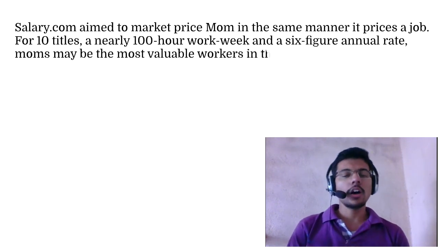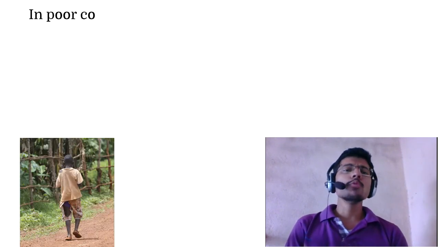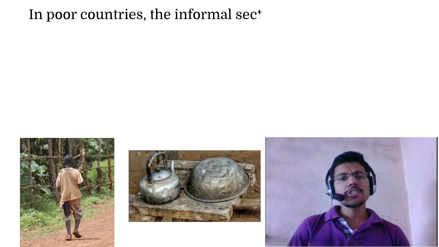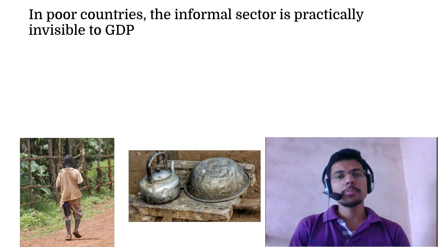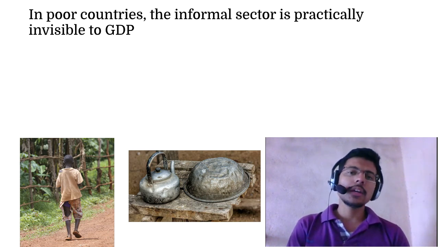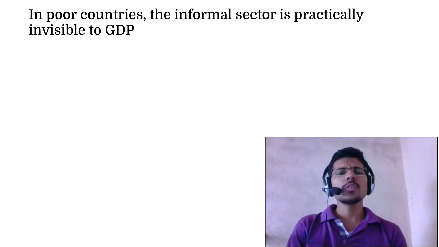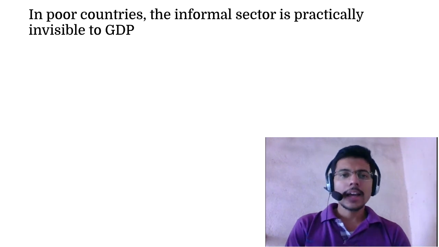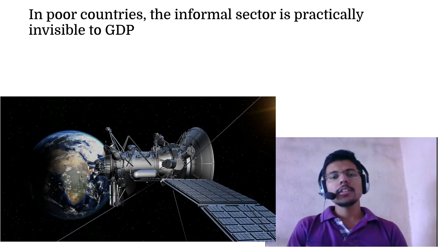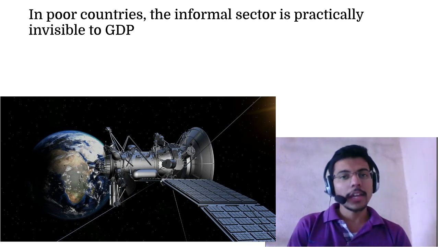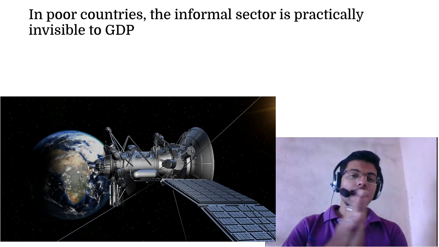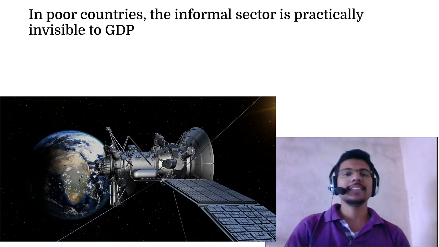workers in any economy. In poor countries, the informal sector is practically invisible to the GDP. Yet, in much of the world, the informal economy counts for the most. It is so erroneous that some academic studies say monitoring economic activity from space through satellite images of nightlife might be more accurate than on-the-ground GDP.